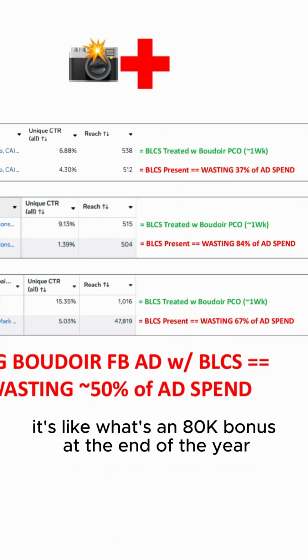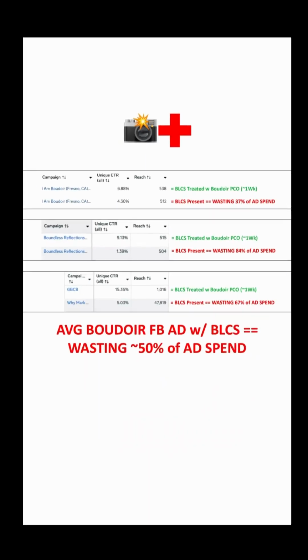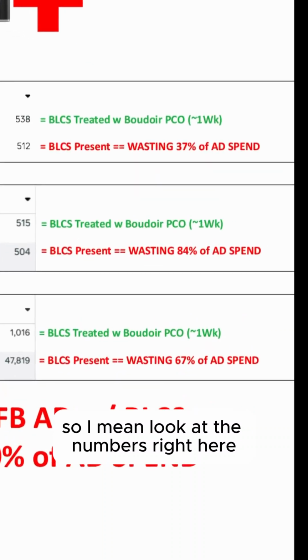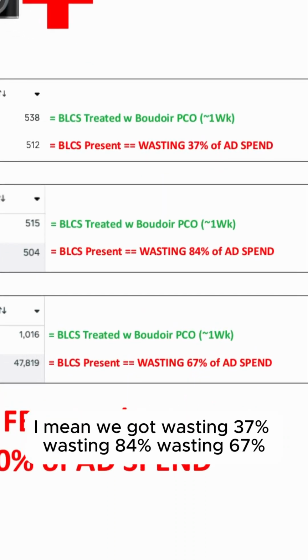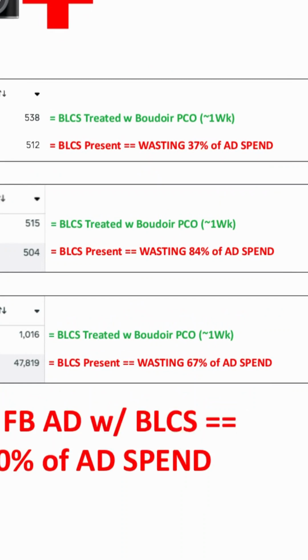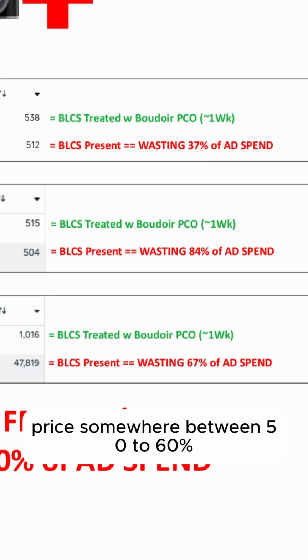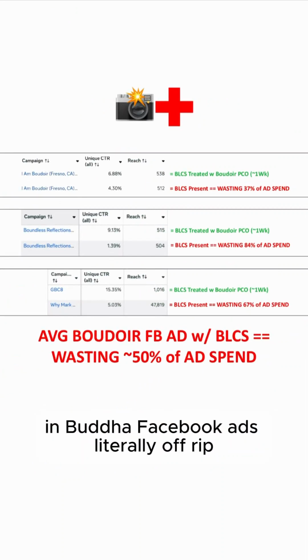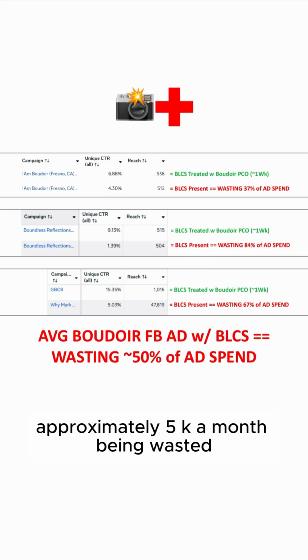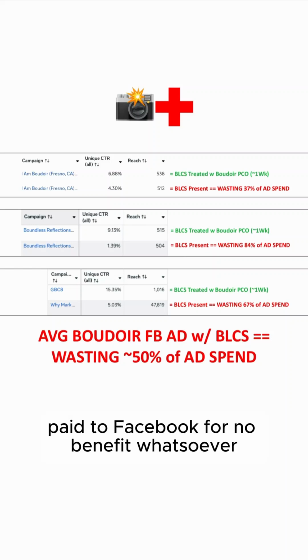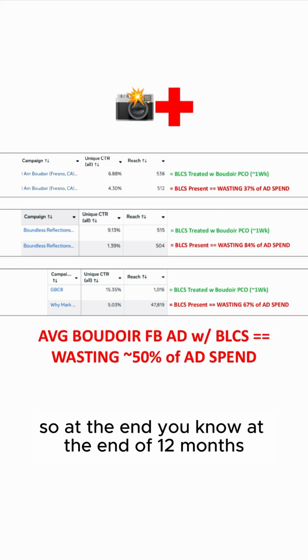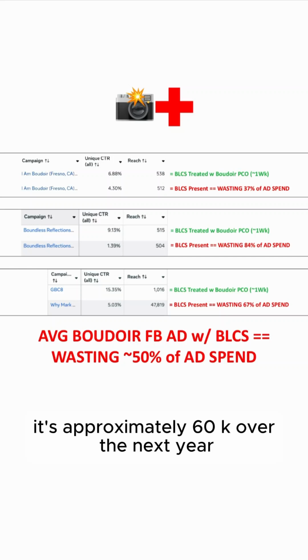It's like, what's an 80K bonus at the end of the year, something like that. So the average Boudoir Facebook ad with BLCS is wasting about 50% of its ad spend. So, look at the numbers right here. We got wasting 37%, wasting 84%, wasting 67%. Take the average of these numbers, it's probably somewhere between 50 to 60%. So that means for Boudoir Facebook advertisers spending more than 10 grand a month in Boudoir Facebook ads, literally off the rip, approximately 5K a month is being wasted, paid to Facebook for no benefit whatsoever. And that's every single month. So at the end of 12 months, it's approximately 60K over the next year.